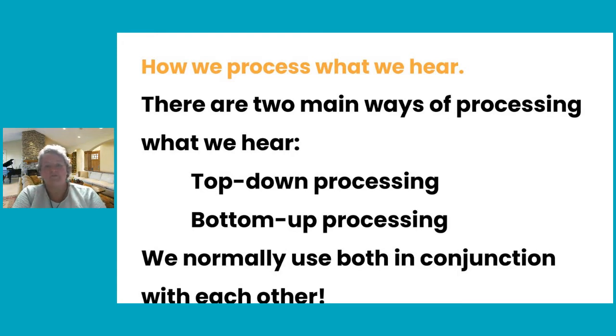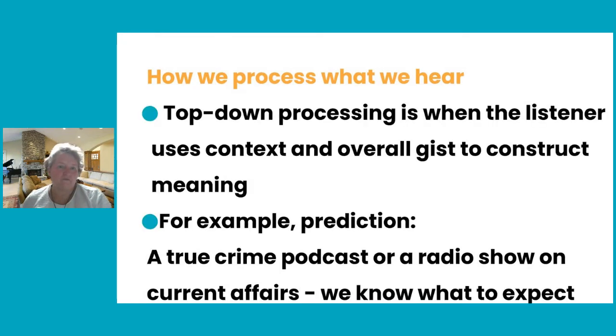And then how do we process listening? There are the two types you may have heard of: top down and bottom up. And if you're not familiar with these, not to worry, we will explore these further. And they can also be used in conjunction with each other. So top down processing is when we use the context and we try to get the overall gist of the listening to construct the meaning.